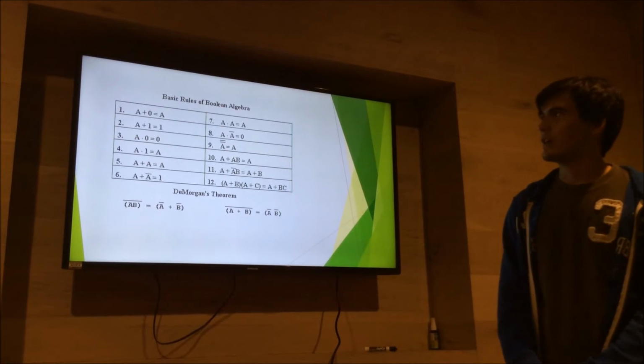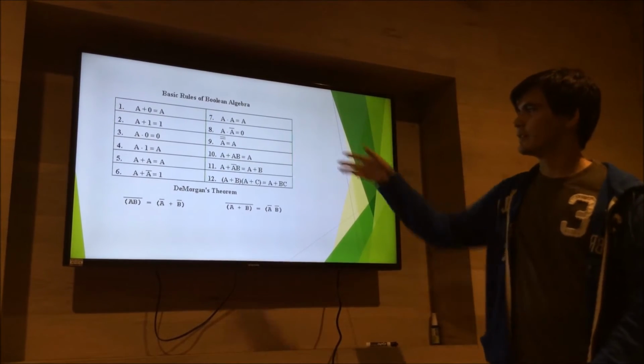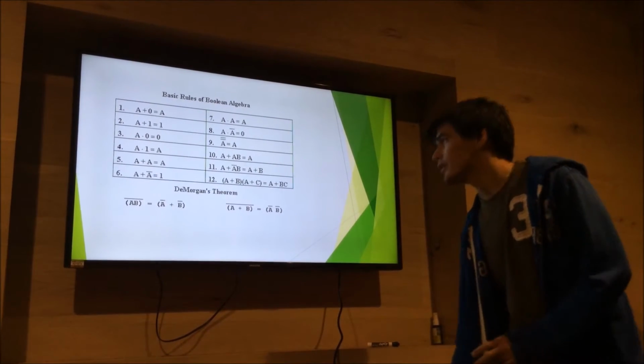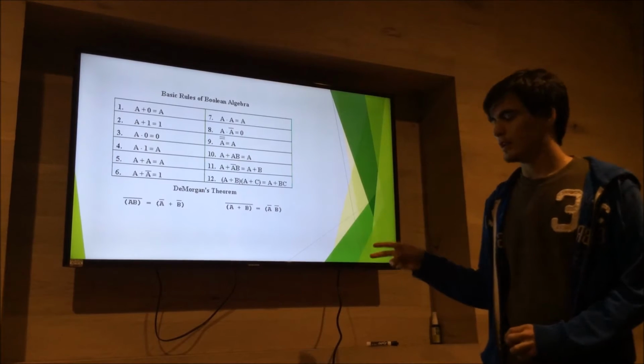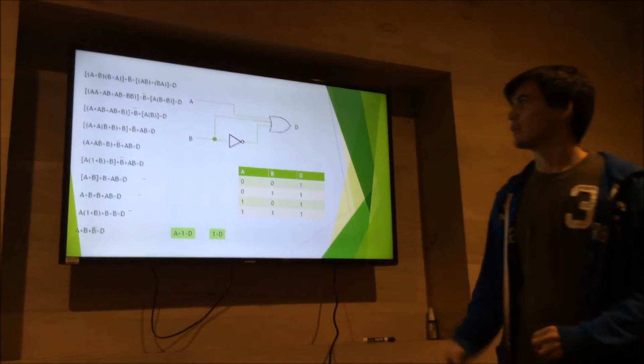Also, Boolean algebra has some basic rules, like we can see here. They are 12. Using these 12 rules, we can simplify the equation that we had before, like we can see here.